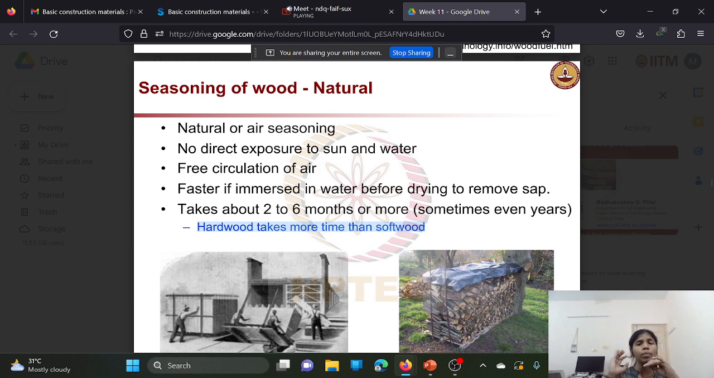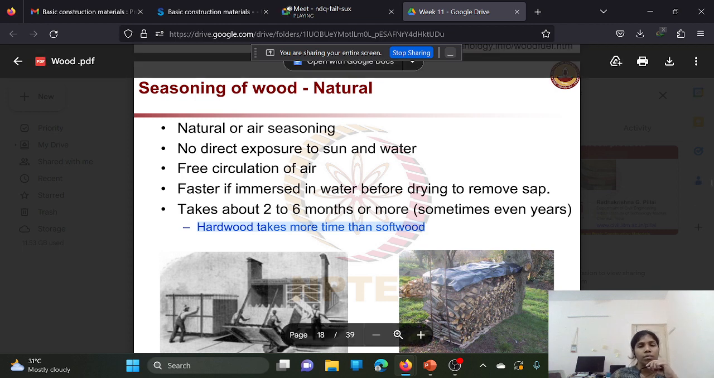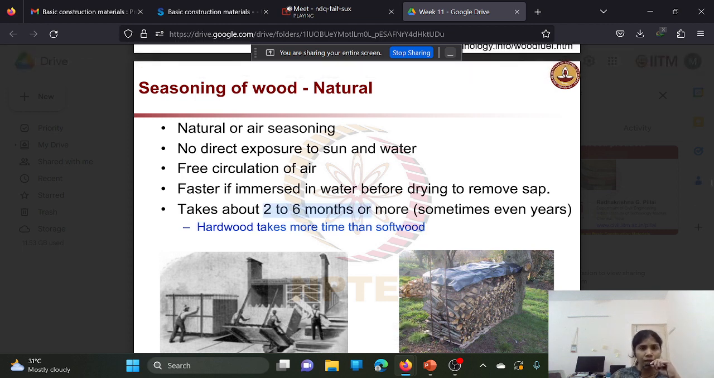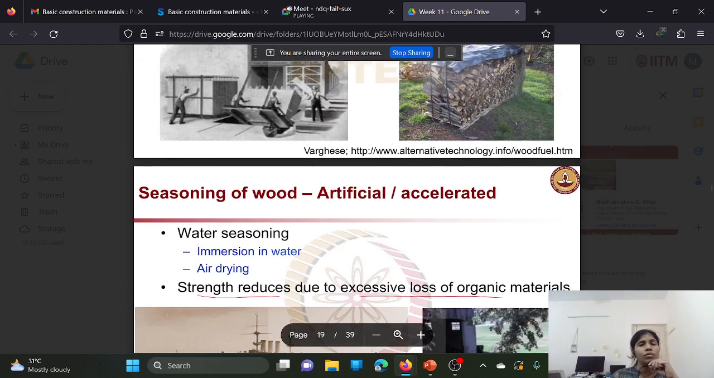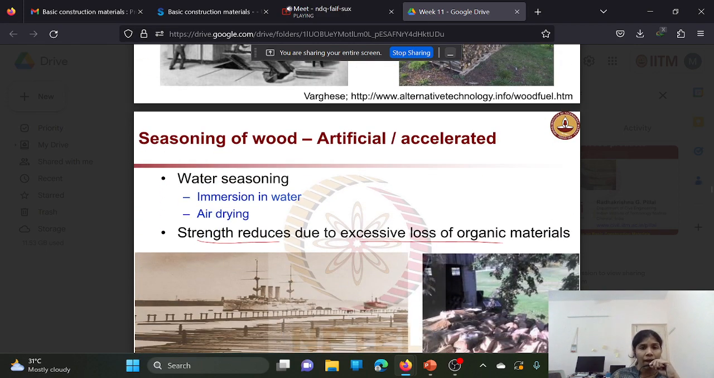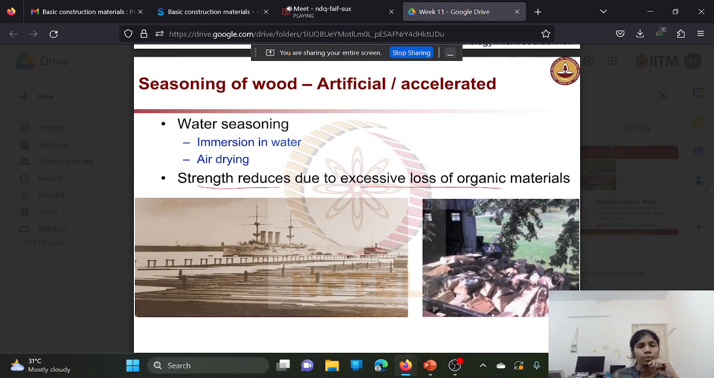This is the process of natural seasoning. The wood will be left at the outside temperatures, but it will be protected from sun and water, and air will be allowed to circulate. So it will take much time, 2 to 6 months, for natural seasoning to happen. But in case of artificial or accelerated seasoning, it will be different.